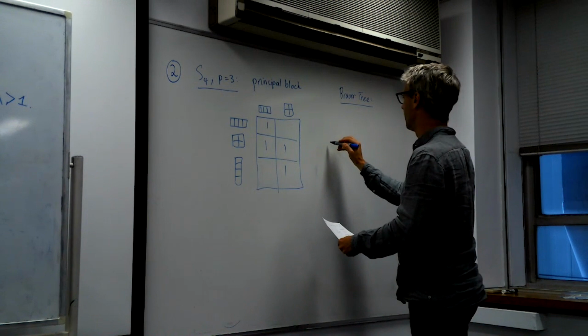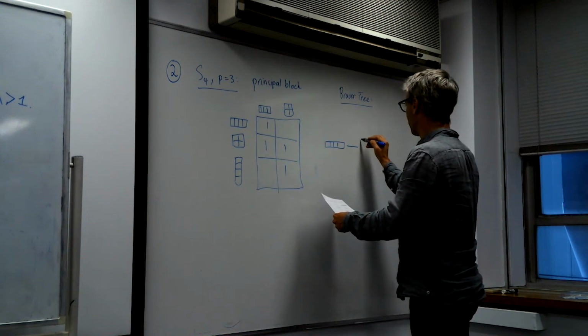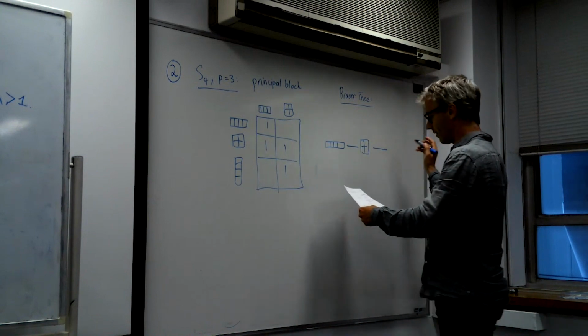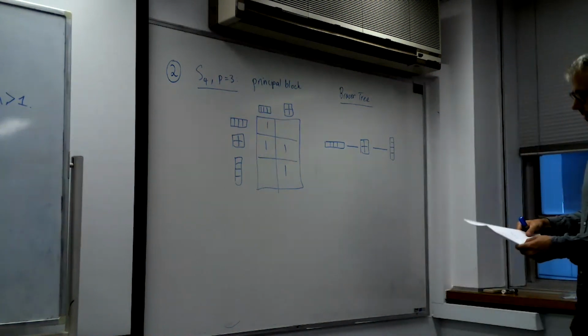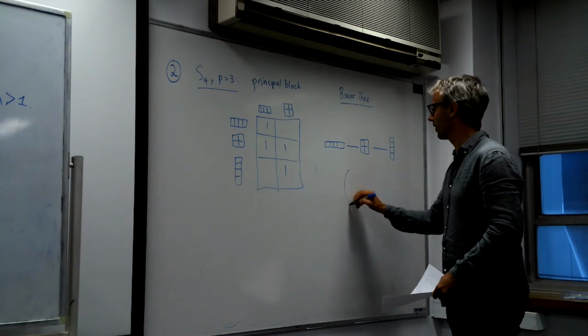is, so I can label non-exceptional vertices by irreducible characters in characteristic 0. This is the Brouwer tree. And there's no exceptional vertices.